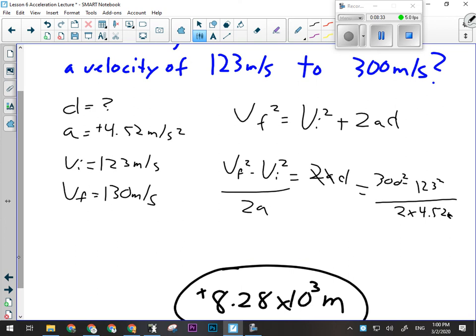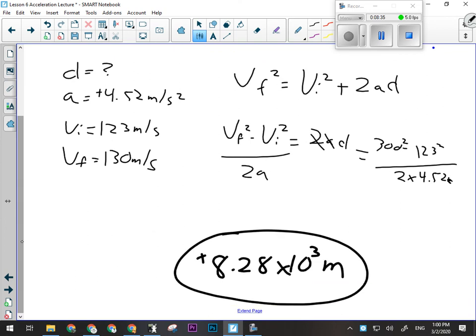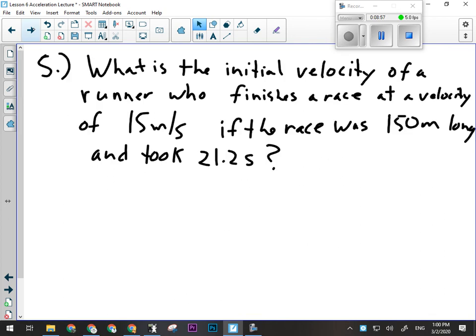All right, so we should get 8.28 times 10 to the 3 meters when we plug that into our calculator. It's not a very large rate of acceleration. It's a pretty small rate of acceleration, and we're talking about a pretty large change in velocity. So it's going to take it quite a distance for that to occur. All right, questions on that one? Okay. Then try this one.